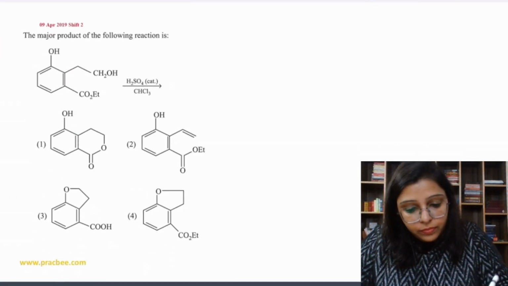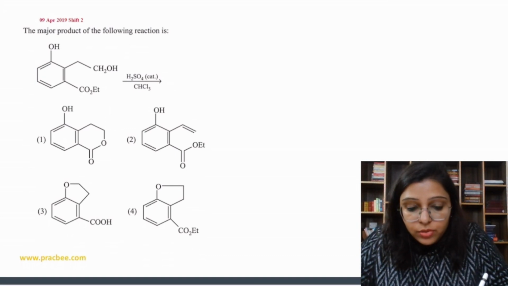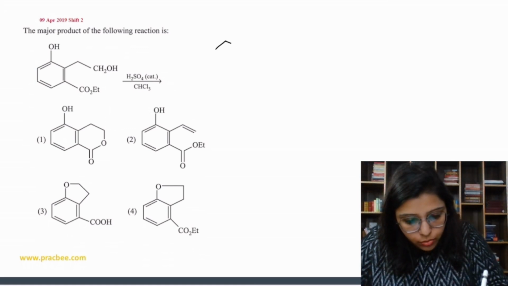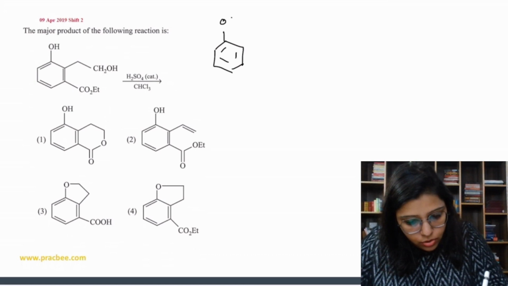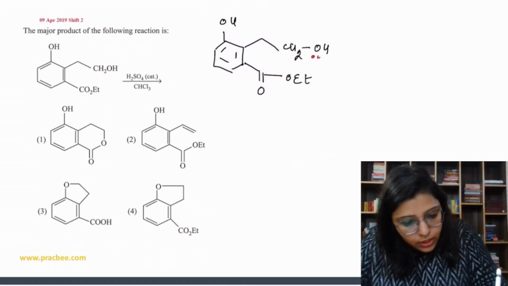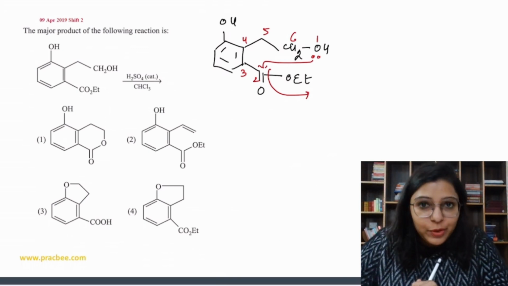Okay. Now next. H2SO4 is the catalyst, and then we have CHCl3. So how to do this question? See, H2SO4 catalyst and CHCl3. So what we are going to do over here, we have OH, then we have CH2, this is OH, and this is C double bond O, OEt. Now, can we write this one? The oxygen can attack on this carbonyl carbon and OEt leaves. By doing so, we have a 1, 2, 3, 4, 5, 6, 6-membered ring. And we know that intramolecular attack is faster than intermolecular attack.